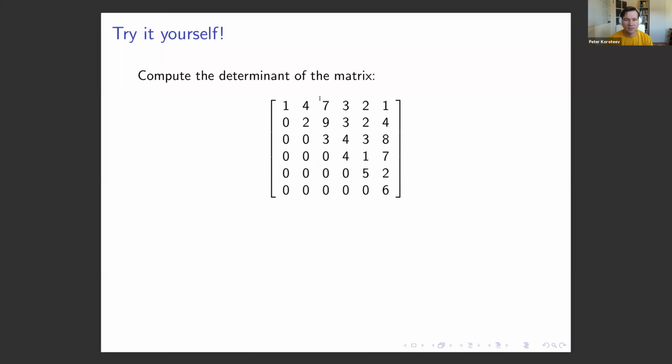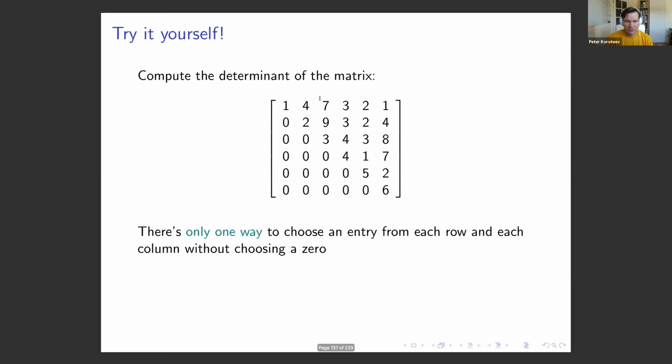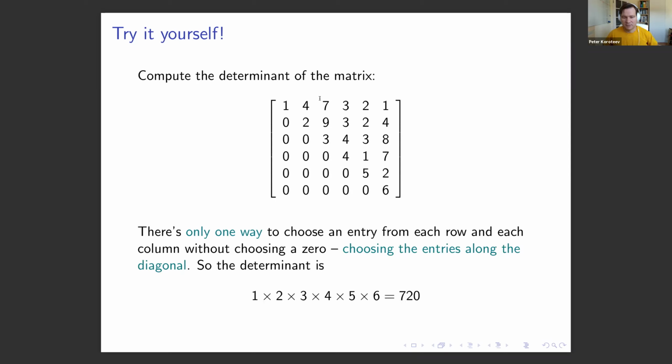Okay. Now, how about this? See, it's an upper triangular matrix. You can say it has this echelon form, right, with pivots in every column. But, to our advantage, it has many zeros, right? And as you can see, we need to focus only on those contributions to the determinant which are non-zero. So there's only one way to choose an entry from each row and each column without choosing a zero, which in this case means you choose the entries along the diagonal. So the determinant is simply the product of all the diagonal elements, which in this case is 720.